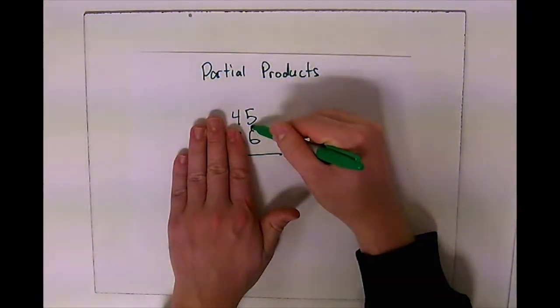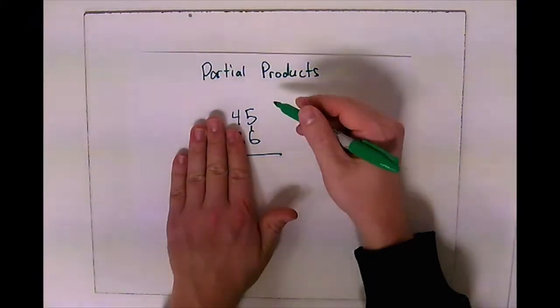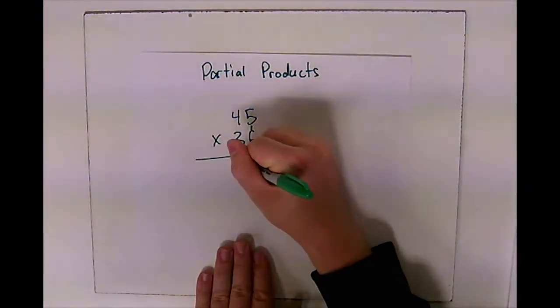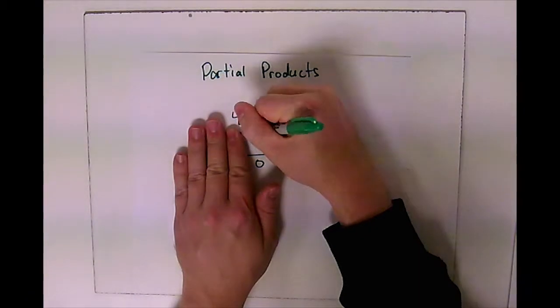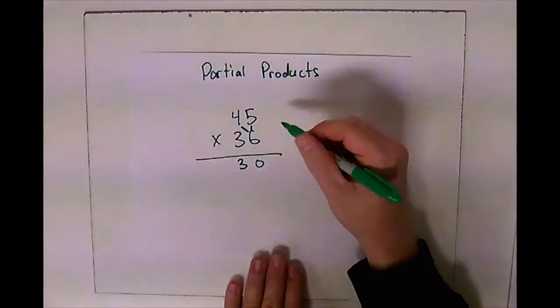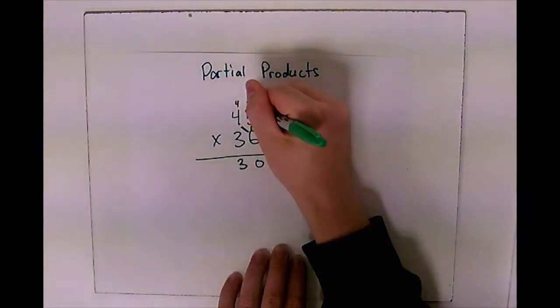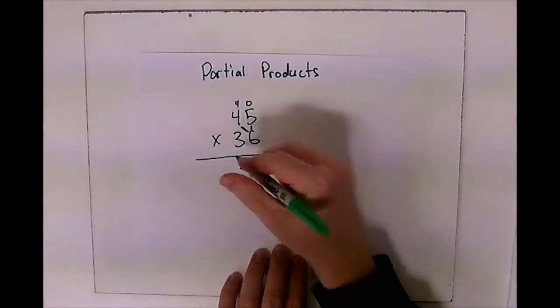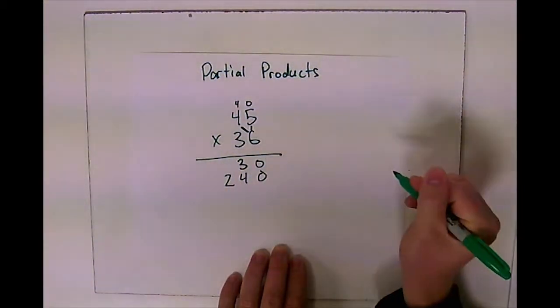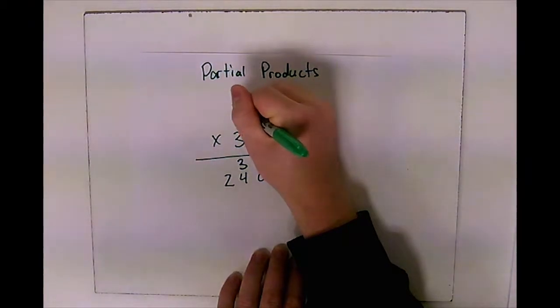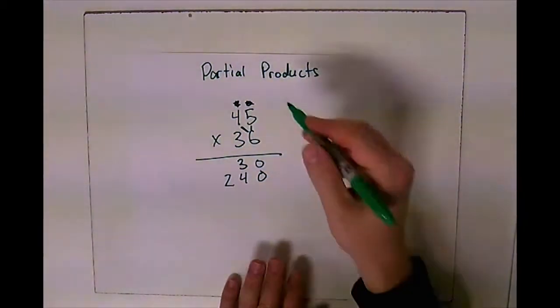You start with the ones, you do 5 times 6, which is 30. So I'm going to write my 30 down. And then I'm going to go to the right, 6 times 4, which is 24. But remember, that's not a 4, that's actually a 40. So 6 times 4 is 24, but then I have to add that 0 there at the end. Okay? I'm going to cross this out so you don't get too confused.